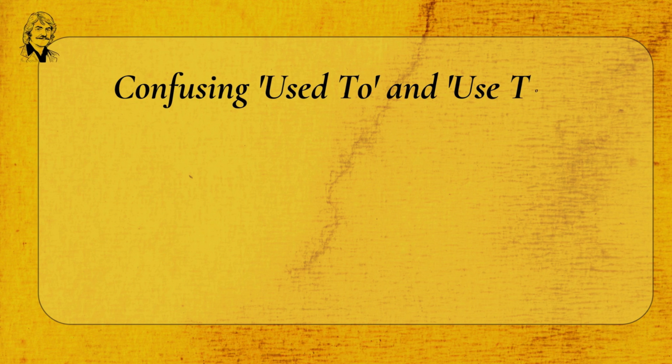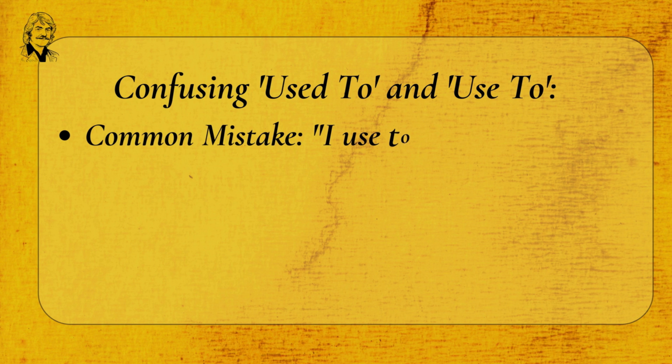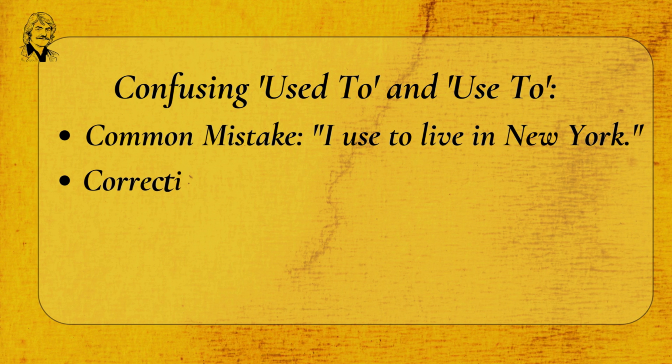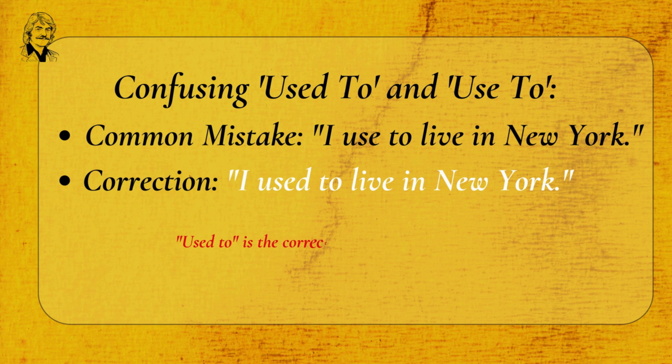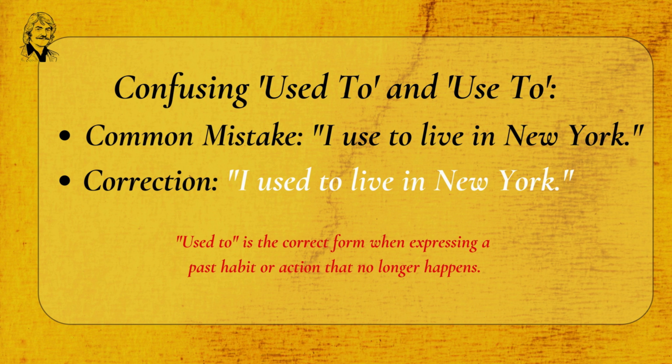Confusing used to and use to. Common mistake: I used to live in New York. Correction: I used to live in New York. Used to is the correct form when expressing a past habit or action that no longer happens.